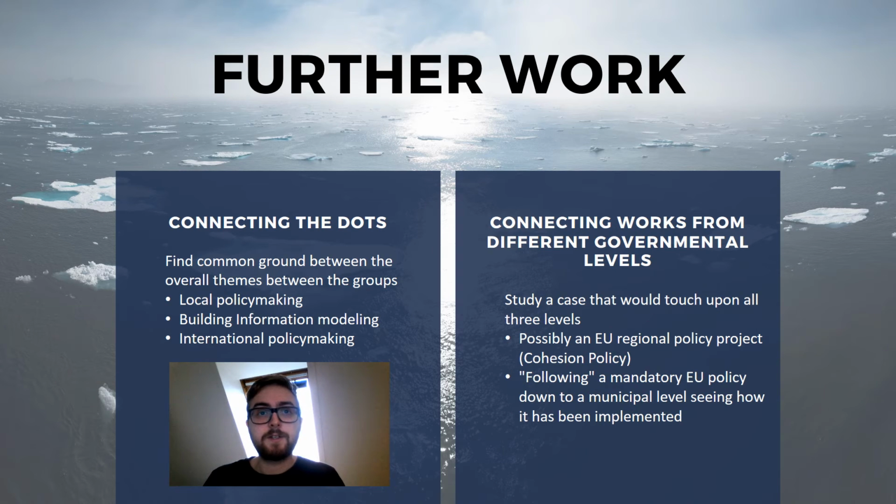Now, we've also considered how to continue this line of work. The biggest challenge here being trying to find common ground between our projects. The goal would be to try and find a common denominator between this more policy theoretical approach and the practical approach that we see from our respective groups. Now, one way to try and bridge this gap could be through a case study of an EU regional policy project. Now, this would touch upon all three levels of government, both the international, being on the European level, the national, and the regional local level. And it would also be possible to implement or incorporate building information modeling simply through picking a valid case.